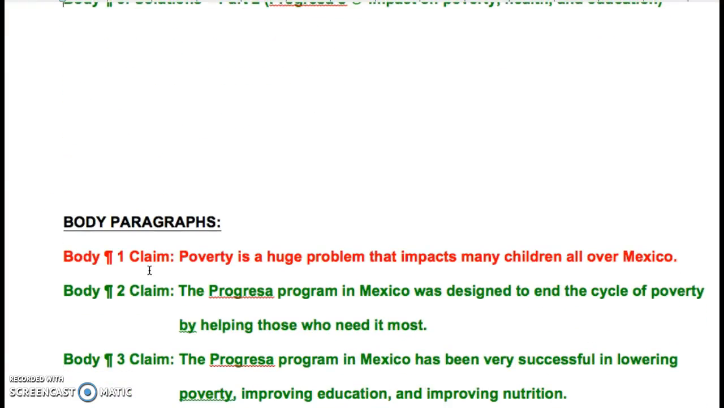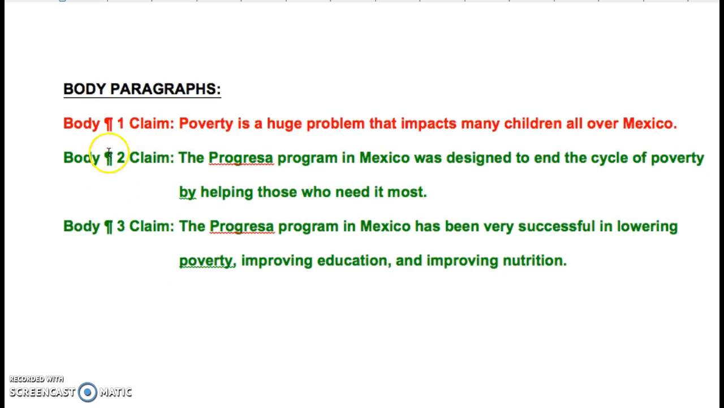Now, looking more at the claims, which are the topic sentences or the main ideas of each body paragraph. This is my specific claim for paragraph one. Paragraph one claim is that poverty is a huge problem that impacts many children all over Mexico. Paragraph two claim is that the Progressa program in Mexico was designed to end the cycle of poverty by helping those who need it the most. Just basic overall or general description of that paragraph.